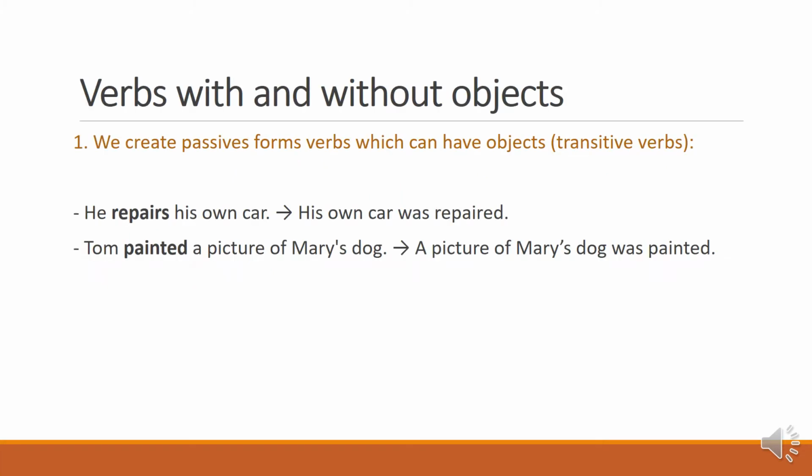Rule number 1 is, we create passive forms from verbs which can have objects, transitive verbs. And transitive verbs are verbs that accept one or more objects. For example, he repairs his own car. His own car was repaired. Tom painted a picture of Mary's dog. A picture of Mary's dog was painted.